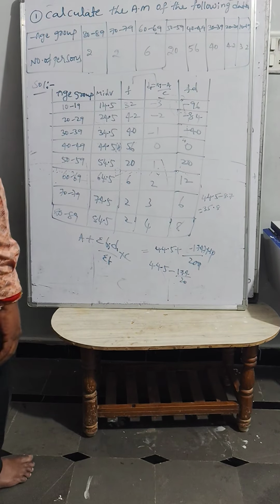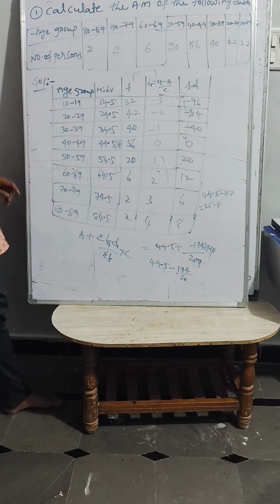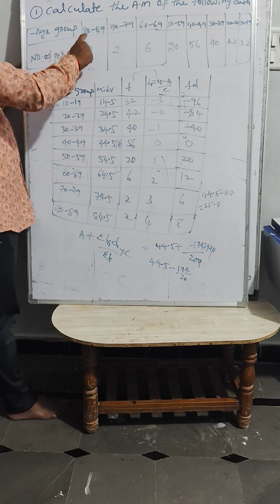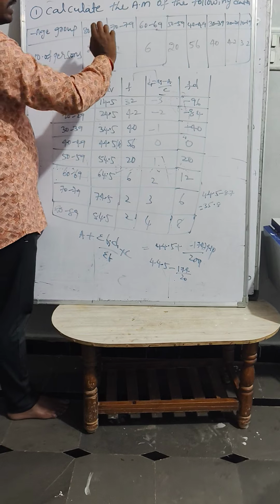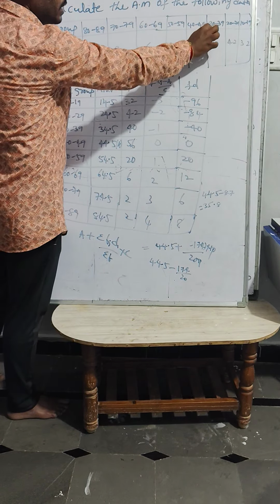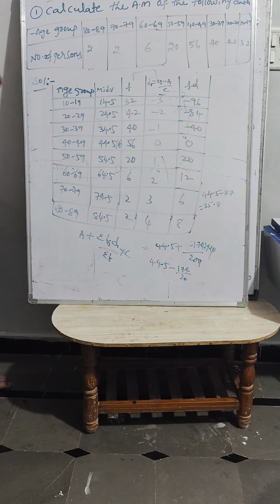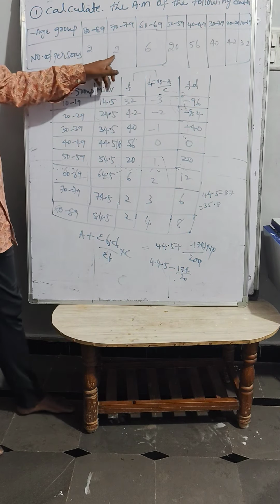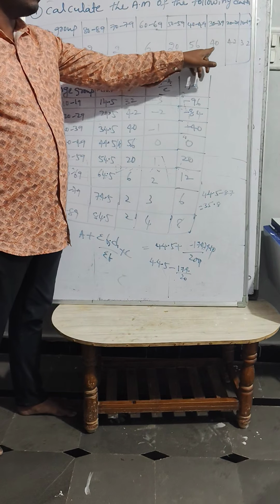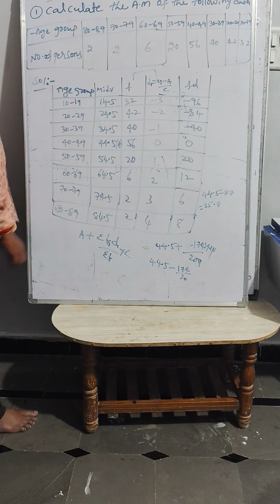See children, calculate the arithmetic mean of the following data. Age group is given: 80 to 89, 70 to 79, 60 to 69, 50 to 59, 40 to 49, 30 to 39, 20 to 29, 10 to 19. Number of persons is given: 2, 2, 6, 20, 56, 40, 40, 32. Age groups are given, mid values.